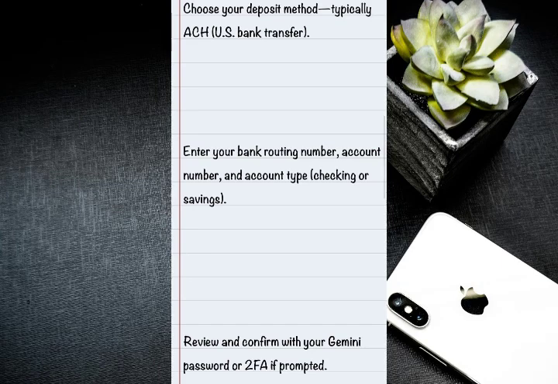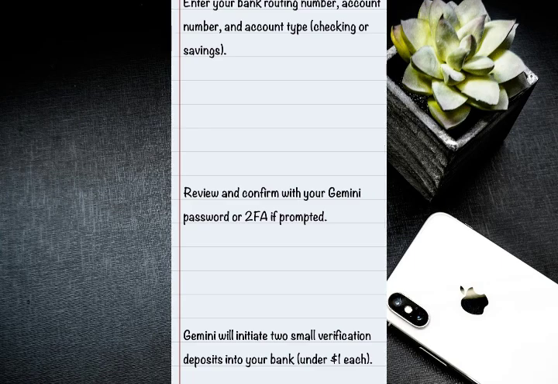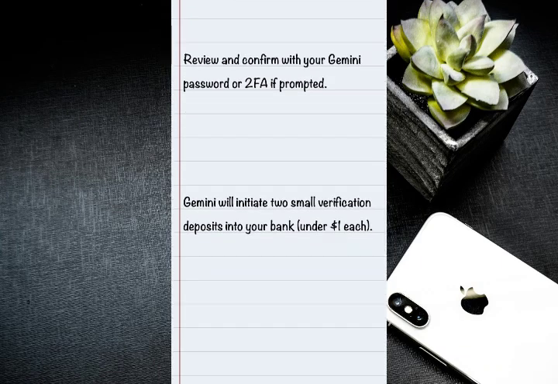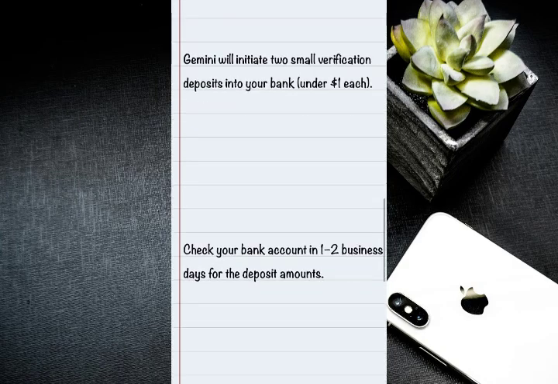Then enter your bank routing number, account number, and the account type, which is if it is a checking or savings account. Then review and confirm with your Gemini password or use 2FA if prompted, which is your two-factor authentication. Then Gemini will initiate the small verification deposits into your bank, under $1 each, which is required.